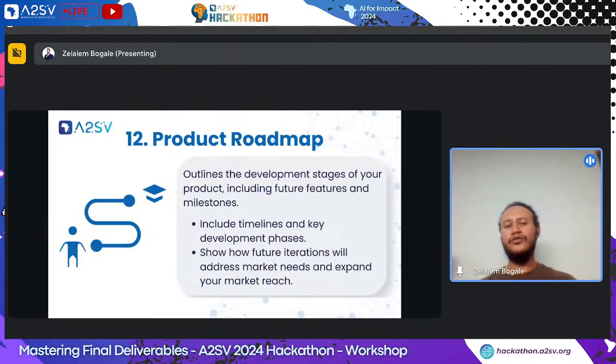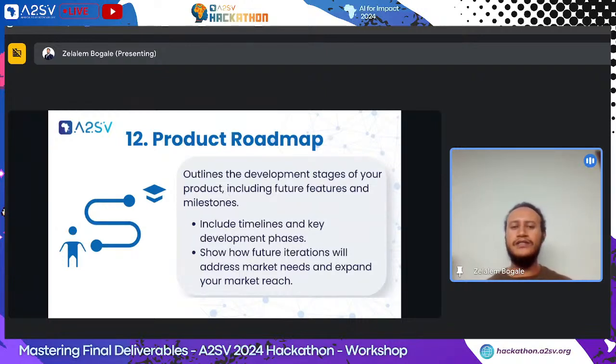In your product roadmap, it will outline the different development stages of your product, including different future features and milestones. So in this slide, perhaps in your hackathon phase, you've started the product very recently. Perhaps you might have been developing on a previously started product. So in this slide, you should be outlining the different stages that your product has passed. So it starts with the future.